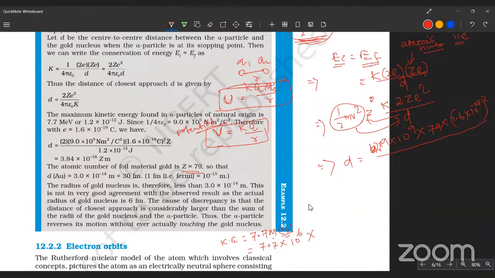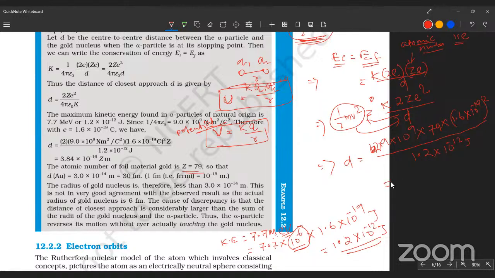Okay. So you are directly multiplying. Mega is 10 to the power 6 basically, and 1 electron volt is the charge of electron, so 1.6 into 10 to the power minus 19 joule. If you multiply by 10 to the power 6, it's 10 to the power minus 13. Now 7.7 times 1.6, you will get approximately 1.2 into 10 to the power minus 12 joule. Just put it in place of the kinetic energy, 1.2 into 10 to the power minus 12 joule.